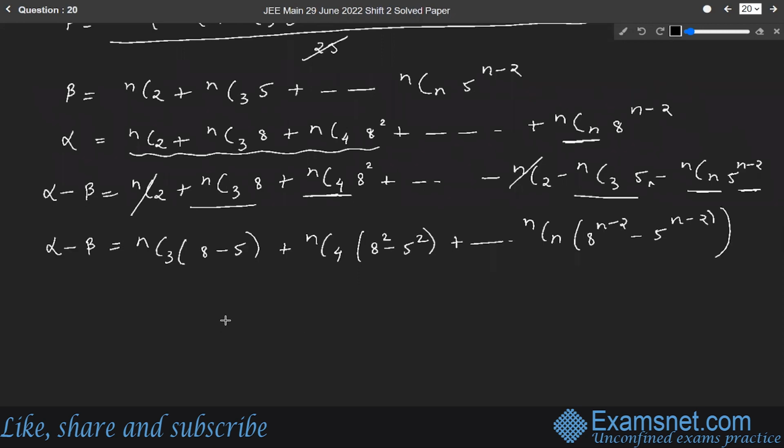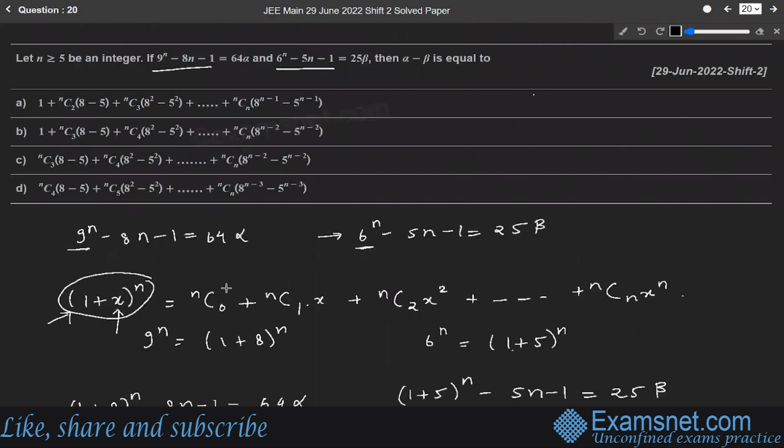Now let us check the options. If we check the options, the correct option here is option C, which is nC3 into (8 minus 5) plus nC4 into (8 square minus 5 square). It is going up to nCn into (8 power n minus 2 minus 5 power n minus 2). So for this question, the correct option is option C here. I hope you are clear with this question. The main formula that we have to use here is the formula for (1 plus x) power n.